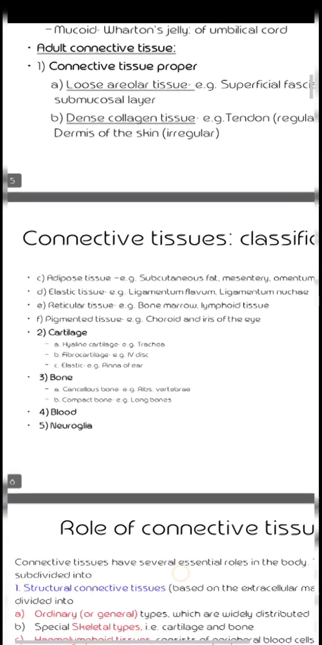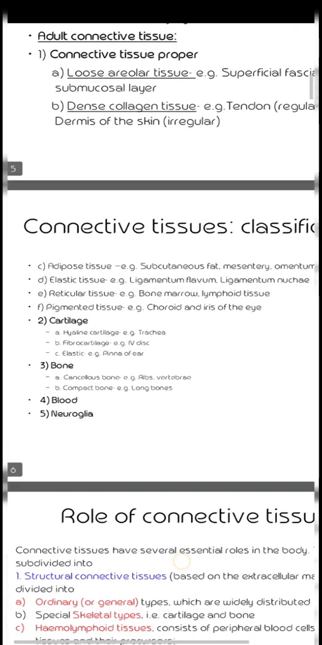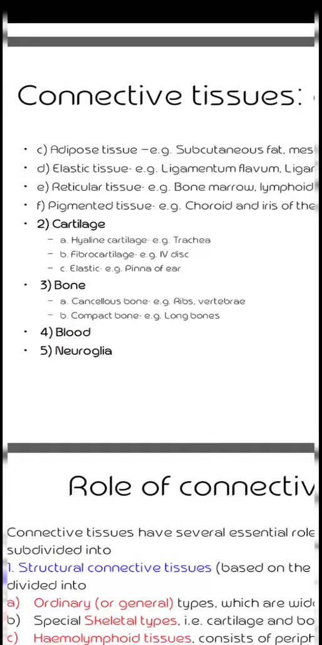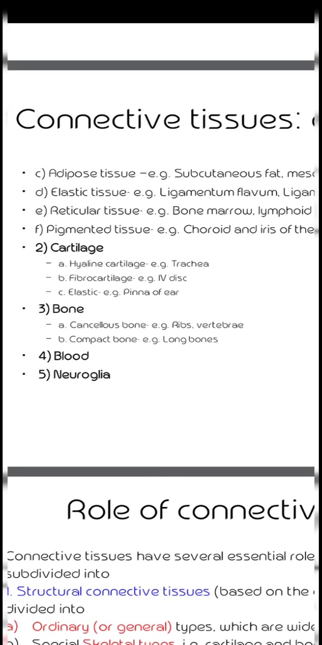Okay, the second major type of adult connective tissue is cartilage. What is cartilage? Let me explain it in simpler words. Whenever there are two long bones or two simple bones and they are going to attach with each other, we need a buffer or some slippery surface which covers the edges of the bones so that the bones do not rub against each other.